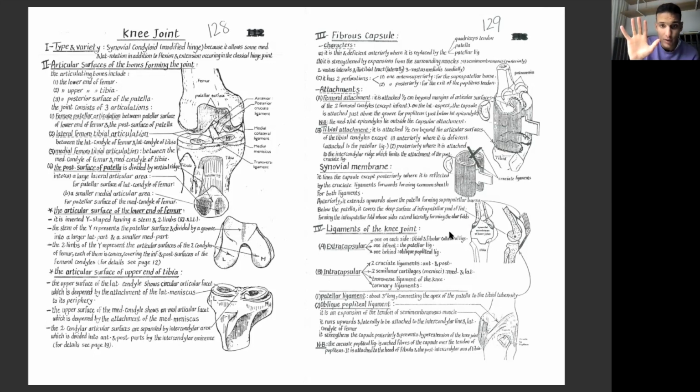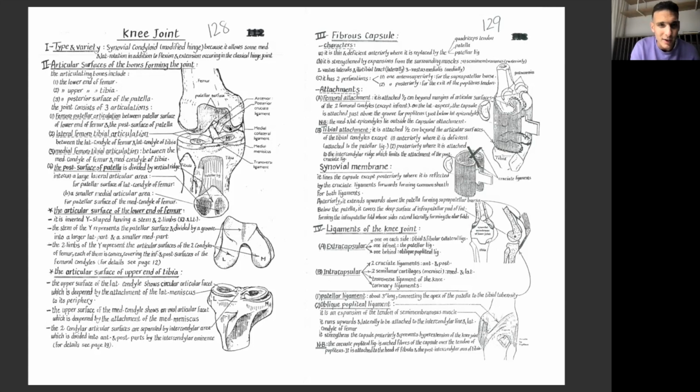Okay, just add to these notes. It's not mentioned here: the arcuate popliteal ligament. Intracapsular, inside, we have two cruciate ligaments, anterior and posterior, ACL, PCL. You've heard this a lot. They're called the anterior cruciate and the posterior cruciate ligaments.